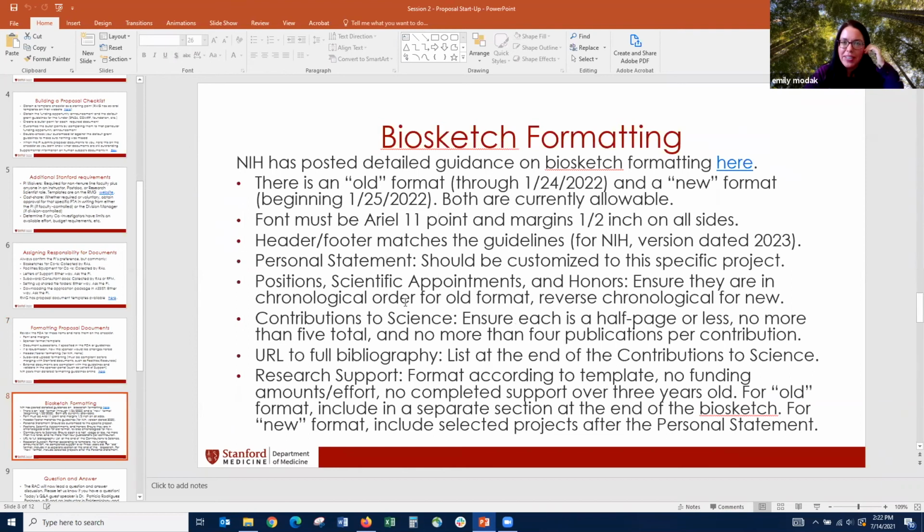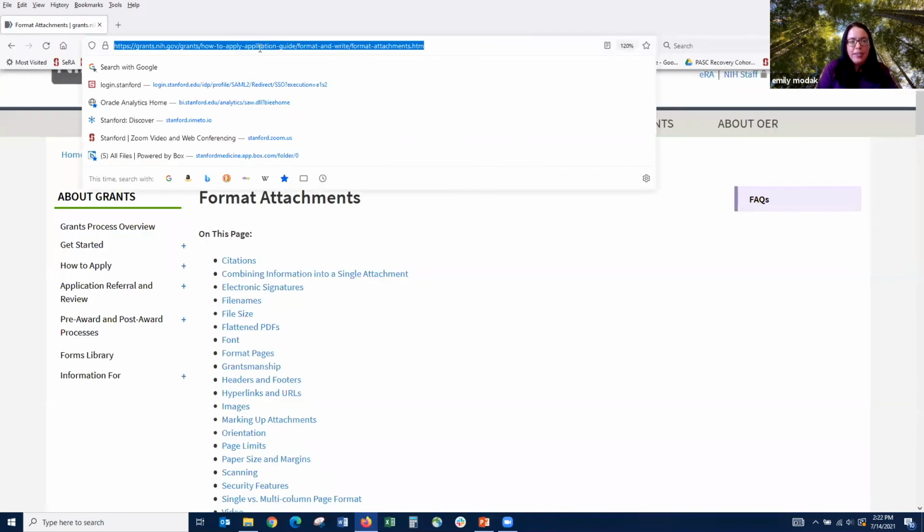Okay, last formatting section before we get to Q&A. And this is about biosketches. This is something where we as research administrators can make a big contribution, because there are a lot of specific formatting requirements. And I've got a link here at the top. The detailed guidance on the NIH biosketch is online.